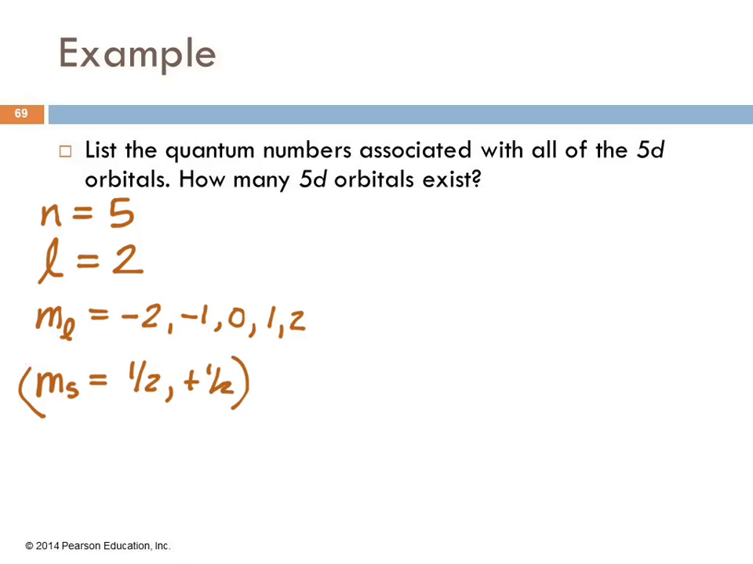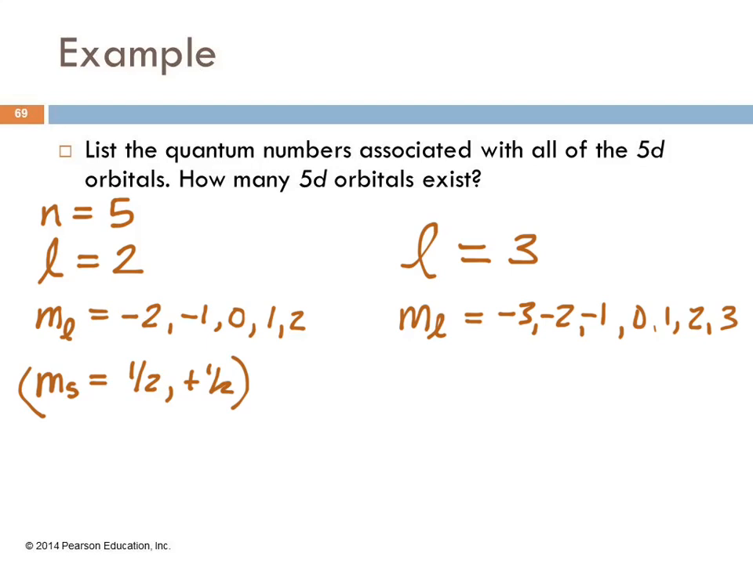You had a question, Emily? How many are in F? Well, that's a good question. 7. So for the F, L equals 3. And so then M sub L equals -3, -2, -1, 0, 1, 2, 3. So if we were to go a level above that, it'd be 9, right? Yeah, it goes 1, 3, 5, 7, 9. It's counting by 2s on odd numbers.